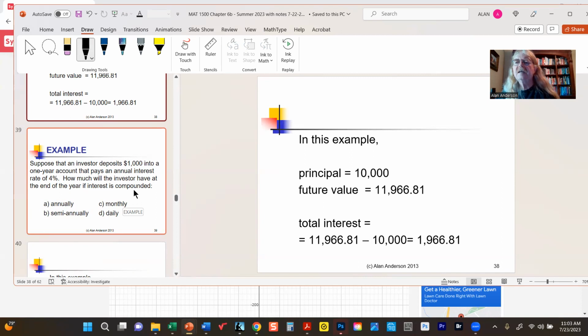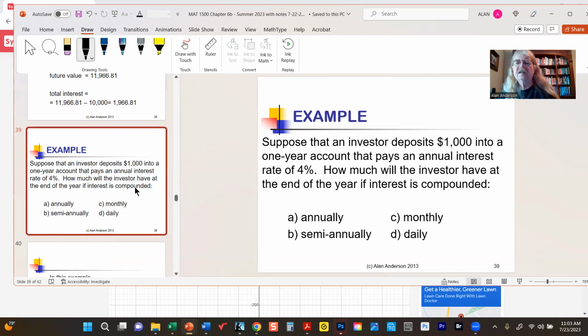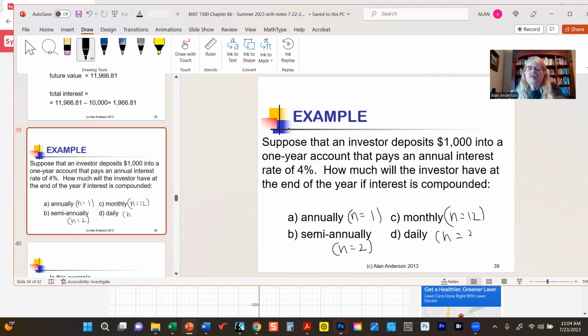Okay, now the next example gives us an opportunity to practice with this concept with different assumptions about the compounding frequency. We're going to start with $1,000, deposit it in a 1-year bank account. It pays a rate of 4% per year. And we're going to assume 4 different compounding frequencies: first annually, semi-annually, monthly, and then daily. Which implies, this is 1. This is 2. Semi-annually means twice a year. Monthly is 12 times a year, of course. And then daily is 365. So in the formula that we're using, the only thing that changes in each case is n.